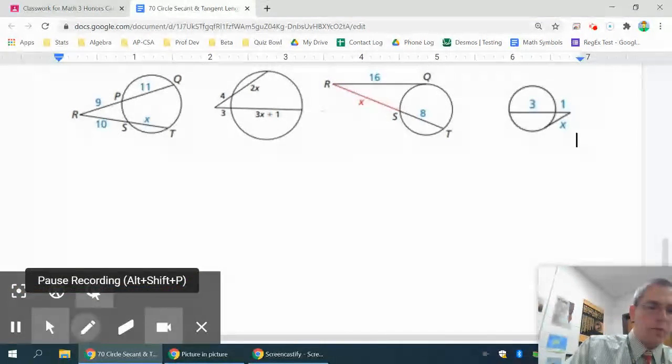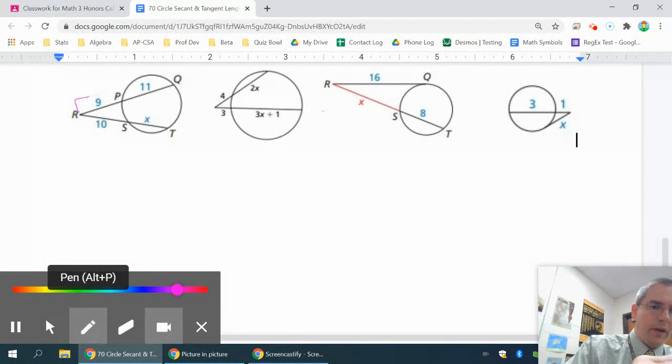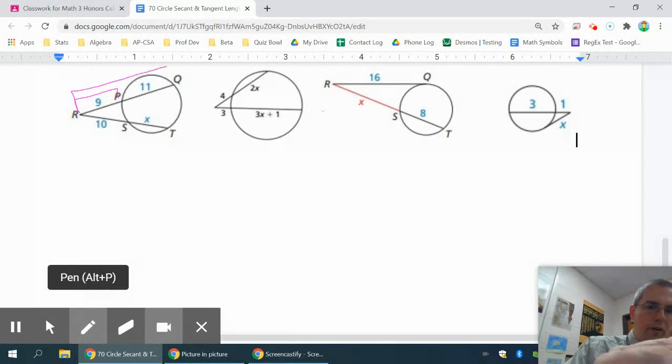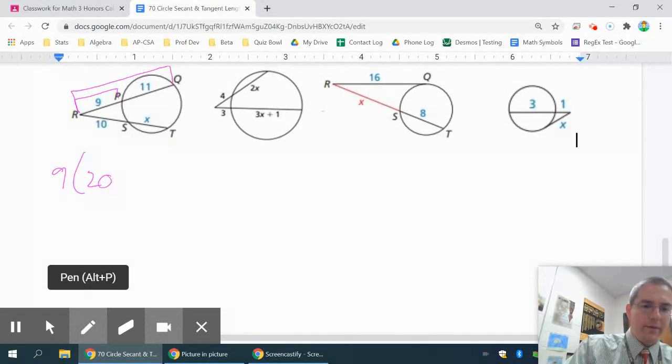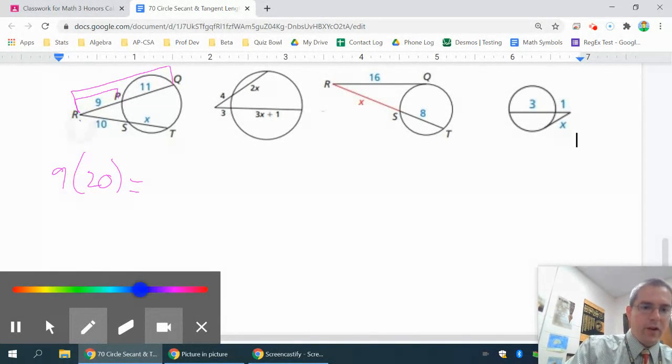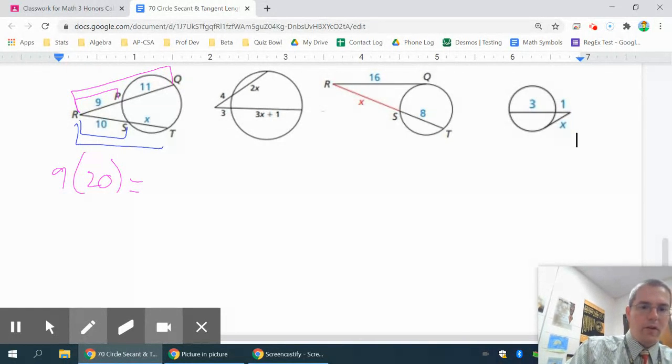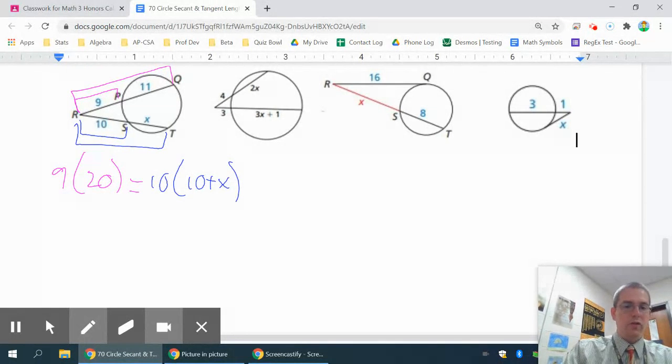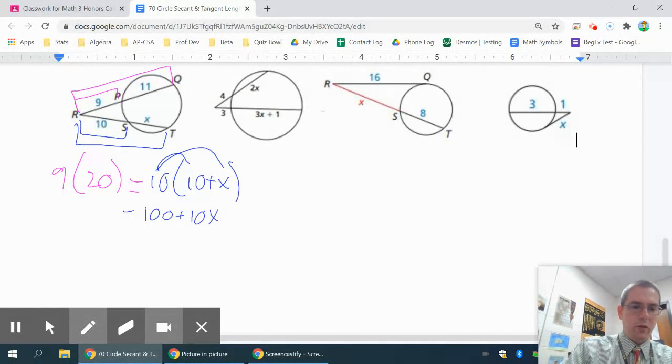Okay, so on this first one, the nose part is RP times the whole part is RQ. So the nose is 9 times the whole is 20. And that should be equal to the other one. The nose is 10 and the whole thing is 10 plus x. Don't be scared about having a 10 plus x there. You know how to use your distributive property. So that'll give you 100 plus 10x is equal to, I believe, 180.